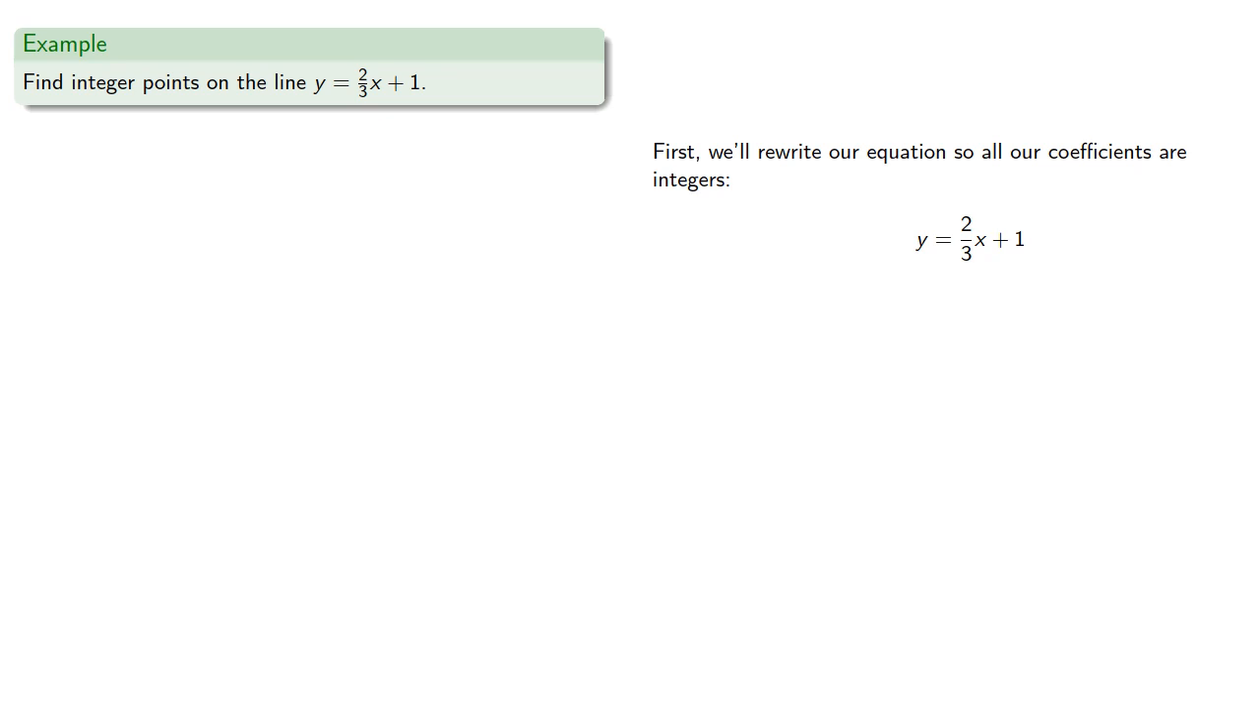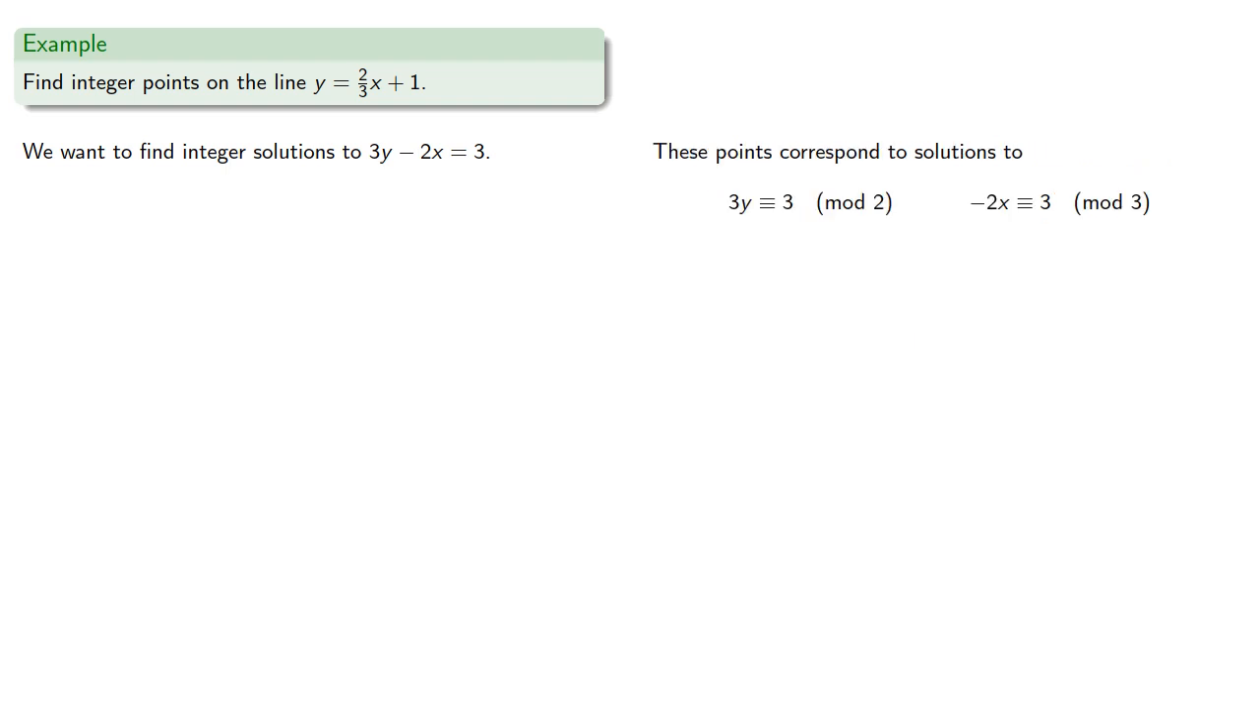So first we'll rewrite our equation so all our coefficients are integers. So the problem of finding integer points on the line corresponds to finding integer solutions to 3y minus 2x equal to 3. These points correspond to solutions to the congruences, and so these points will satisfy the equations, although we can't pick s and t arbitrarily.